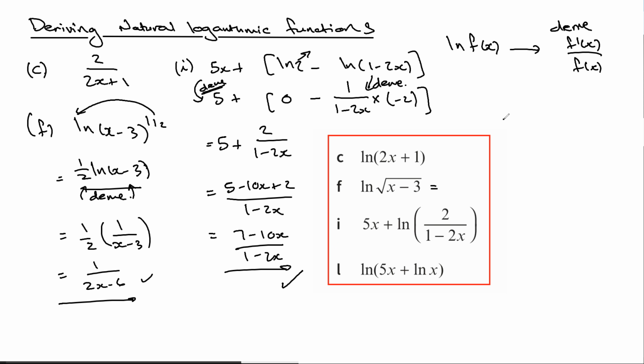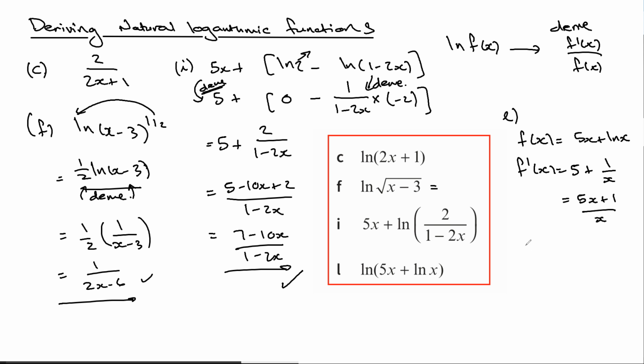Okay, let's have a look at L. I'm going to use this rule where I've got f of x equals 5x plus ln x. Then I'm going to derive this. It's going to become 5 plus 1 over x. Now I'm going to substitute it in there. I can probably simplify the second part, so let's do that: 5x plus 1 over x.